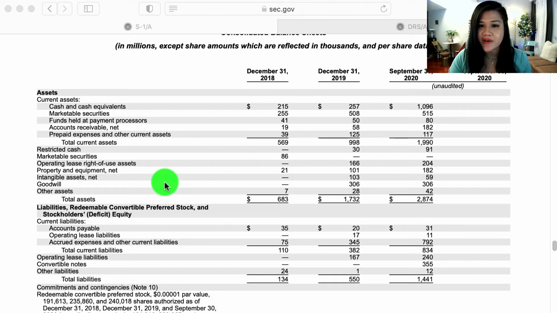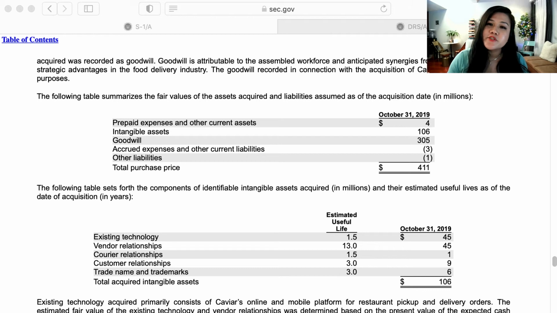Earlier, I said that I would take a look at the goodwill balance with you. So let's take a deeper dive into that goodwill balance of $306 million. Let me just explain to you what goodwill means. Goodwill is just a premium that a company pays for an acquisition. You can see that most of the goodwill balance that DoorDash has is related to its acquisition of Caviar. DoorDash paid $411 million for Caviar, but if you take Caviar's total assets minus its total liabilities, you get $106 million. So the premium called goodwill is $305 million.